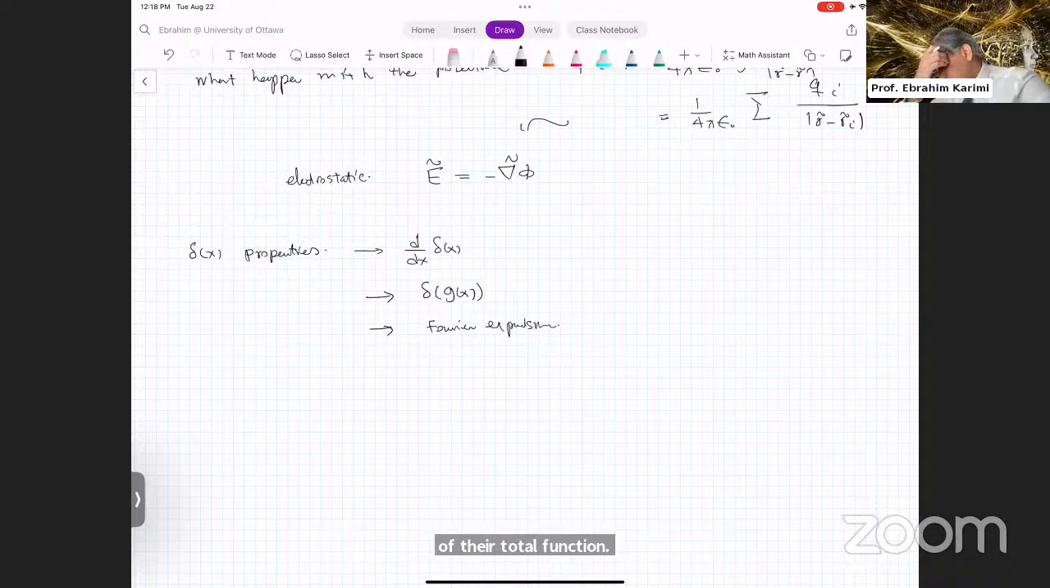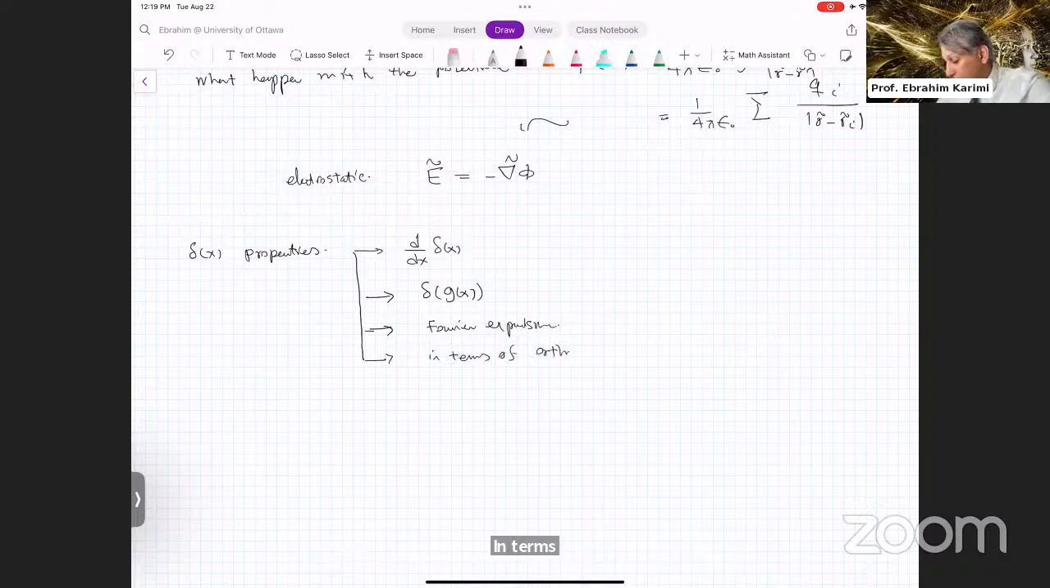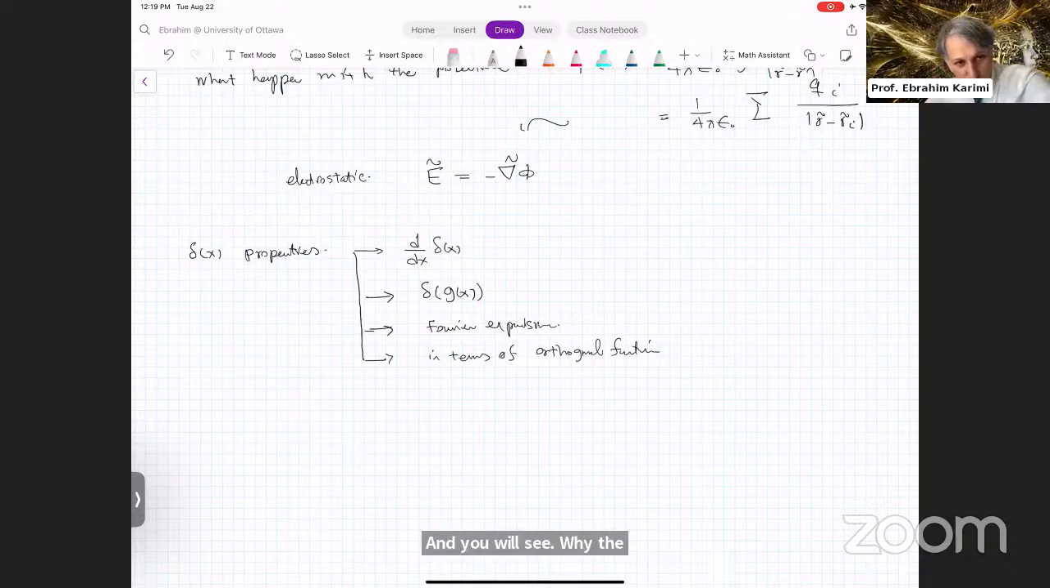What else? The Fourier Laplace transformation is easy, so it's not a big deal. If you go with the Fourier expansions, try to expand them in terms of other orthogonal functions. And you will see why the Dirac delta is important, and why it shows up in the calculation. Good.